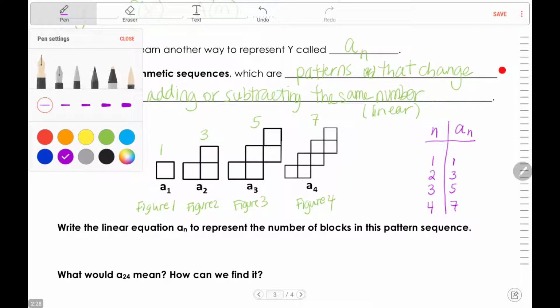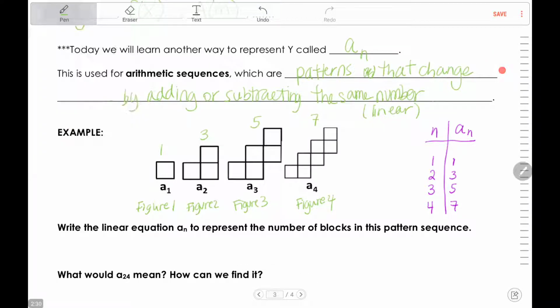Let's take a look at what the pattern is, or the slope. So my change in y, it looks like it's going up by 2. Okay? My change in n, or my change in x, is going up by 1. So my slope is the change in y over the change in x, which is positive 2 over positive 1, which is positive 2. And then I need my y-intercept, and I don't have it here, okay?